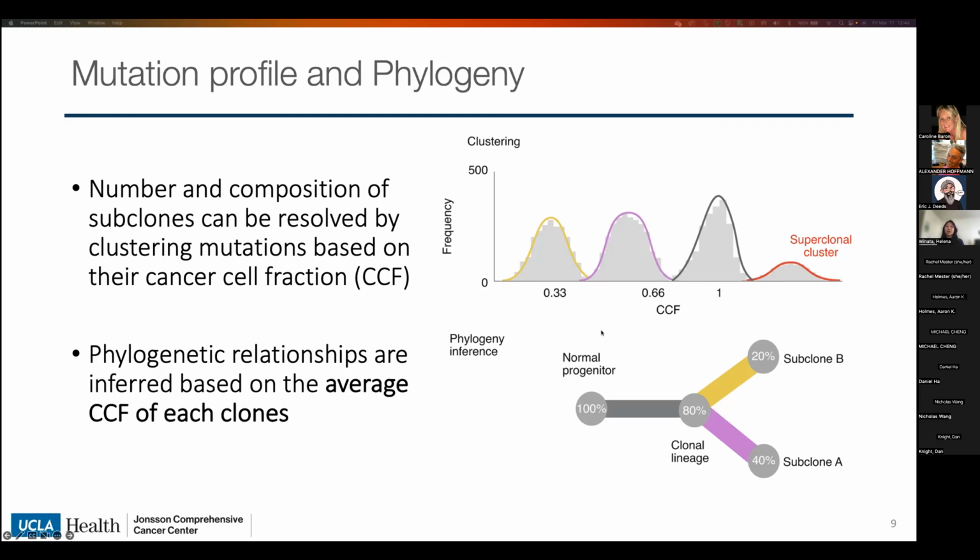After we cluster the mutations, we can infer phylogenetic relationships between these clusters based on the average CCF of each clone. And so in this example here, where we have one sample and different mutations with different CCF values, we can cluster them into these three peaks. And based on this, we know that there's a group of mutations that has a CCF value of 1, a different group with a CCF value of about 40%, and another one with about 20%, or 0.2 CCF values. And so based on that, we can reconstruct a tree that looks kind of like this.